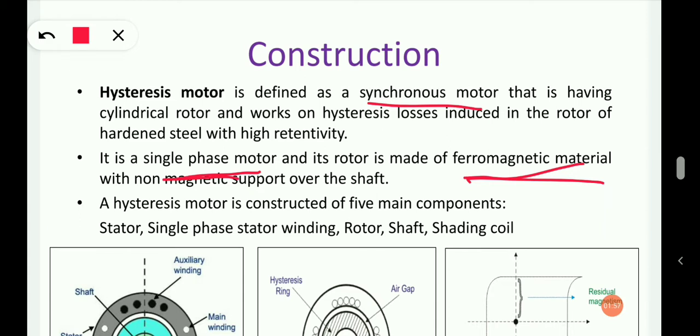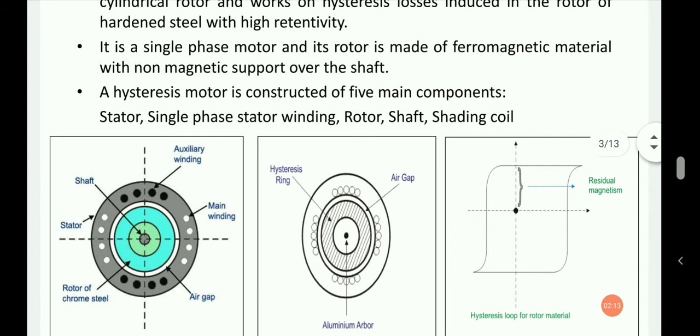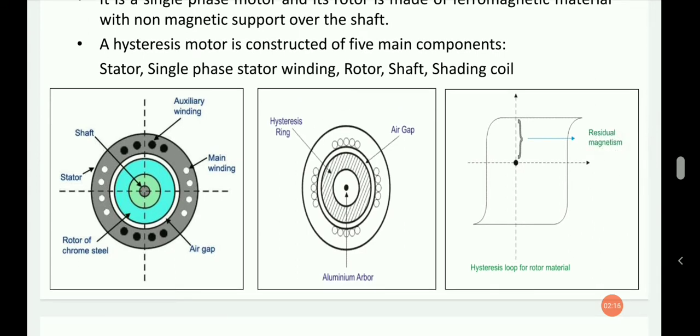A hysteresis motor is constructed of 5 main components: stator, single phase stator winding, rotor, shaft and shading coil. Okay, these are the 5 parts or components of the hysteresis motor. The two most important components of the hysteresis motor are stator and rotor. Okay, then stator, what is stator?